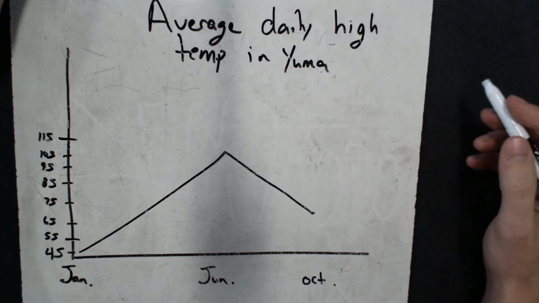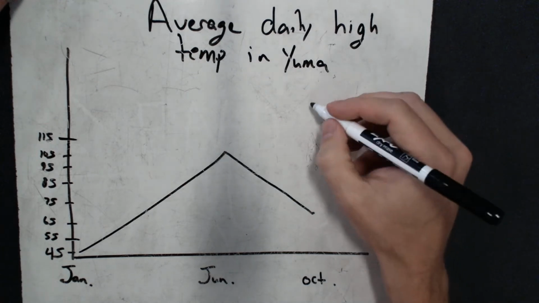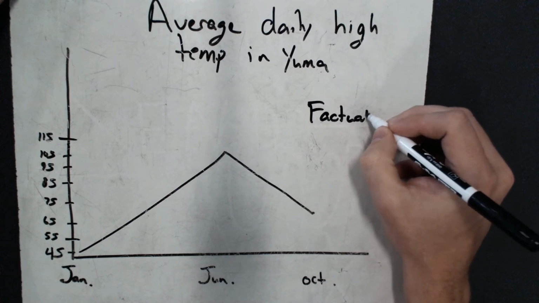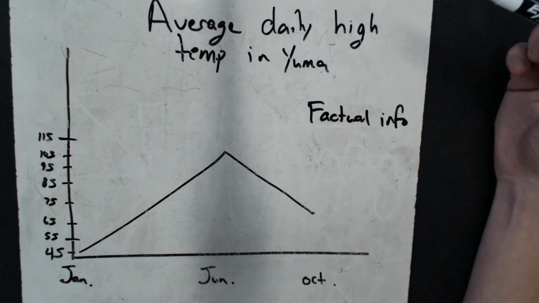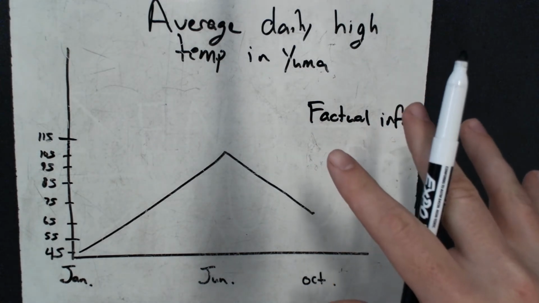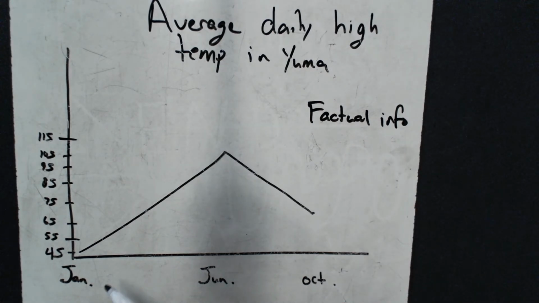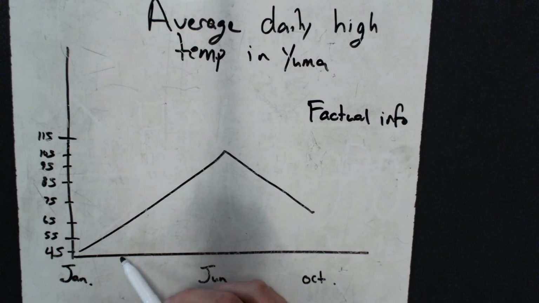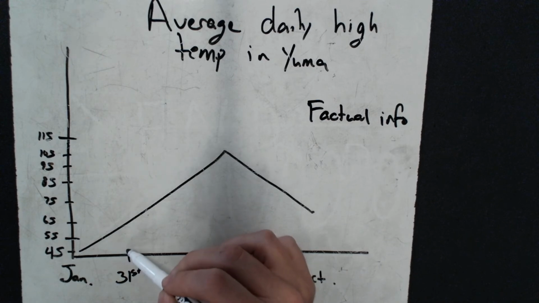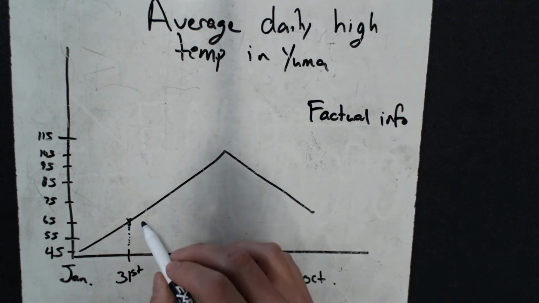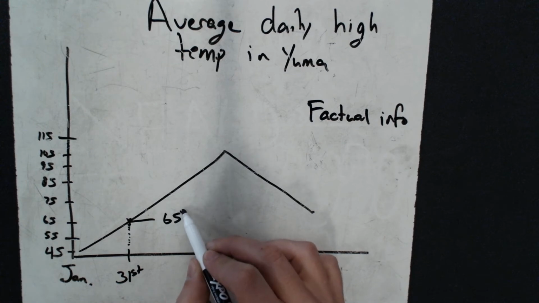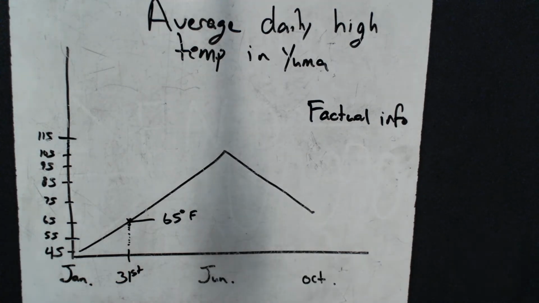Now, the first type of question that you are going to see is called factual info. A factual info question is going to ask you to find a specific data point and show it. Let's say it's asking what the temperature is on average on January 31st. I can trace this up on my graph and find this exact data point, which looks like it's about 65 degrees Celsius. Or sorry, 65 degrees Fahrenheit, my apologies. So I would say 65 degrees Fahrenheit.